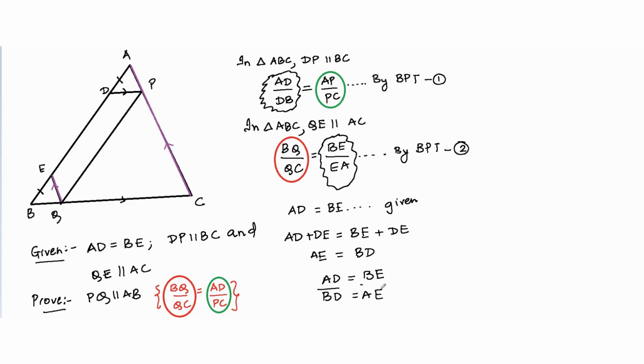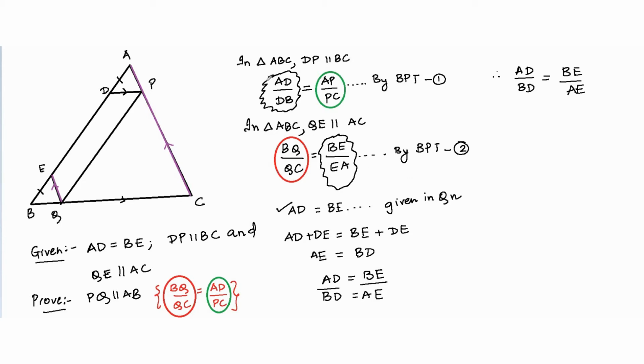Now if I divide these two, what will happen? I will get AD upon BD. Therefore, I have AD upon BD is equal to BE upon AE. Let me repeat what we did. We first took AD equals BE. This is given to me in the question.